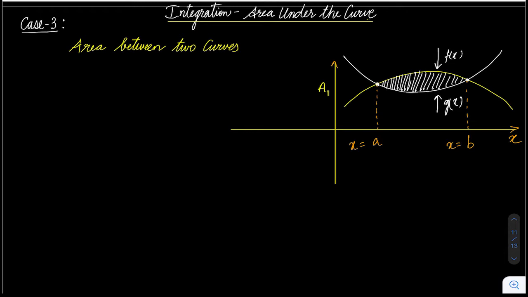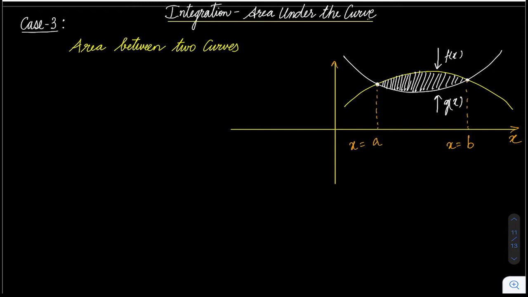So I have taken a simple case where we have two curves f(x) and g(x), as you can see in the diagram. They are intersecting, let's say, at points A and B. We need to find this shaded region that is between these two curves.